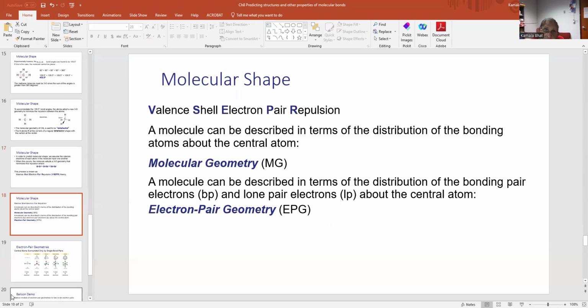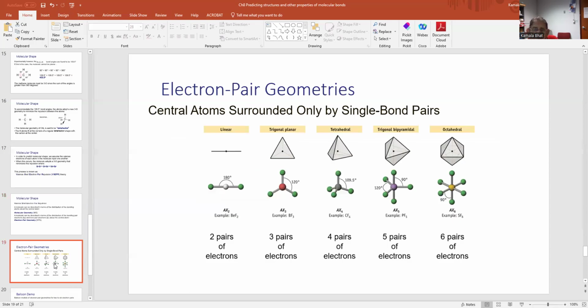Two shapes arise from using the valence shell electron pair repulsion theory. A molecule can be described in terms of the distribution of the bonding atoms around the central atom, which is called the molecular geometry. And a molecule can also be described in terms of the bonding pairs of electrons and lone pairs of electrons about the central atom. The lone pair distribution or the bonding distribution of electrons is called electron domains.